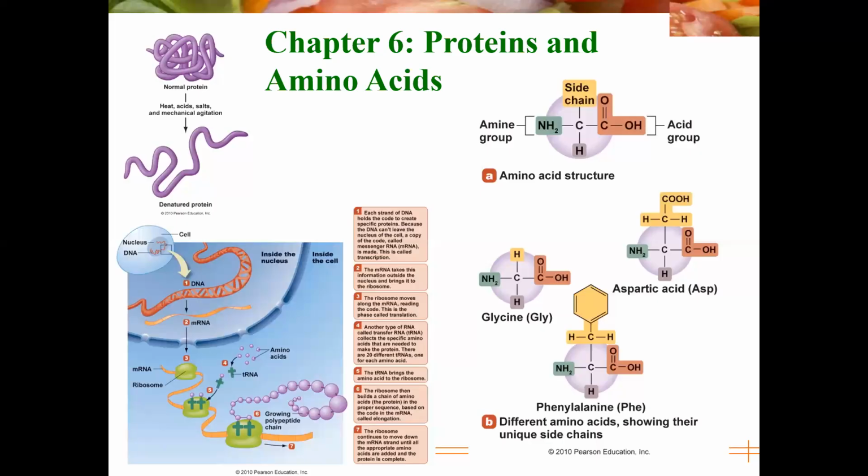Okay, ladies and gentlemen, good day all. Today we are going to look at the proteins and amino acids. So let's start with actually the synthesis of protein.